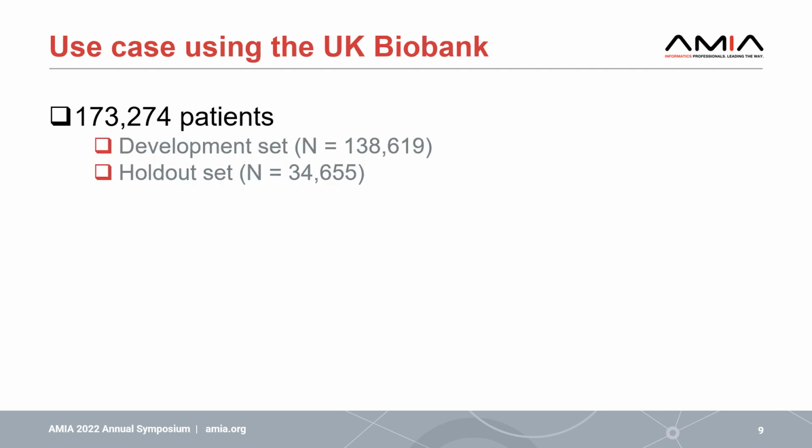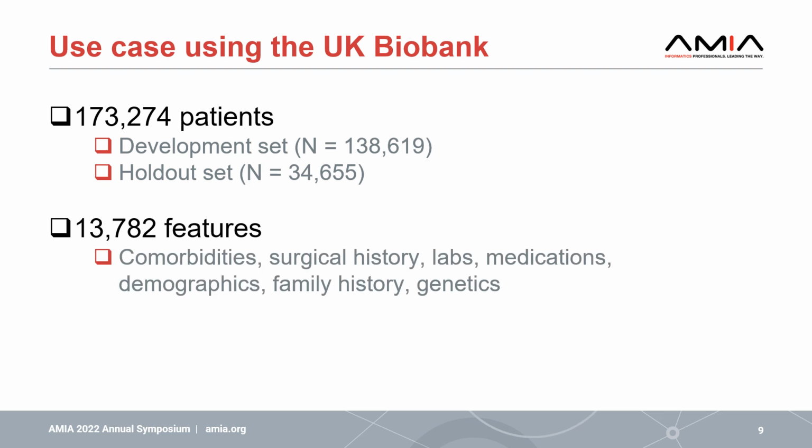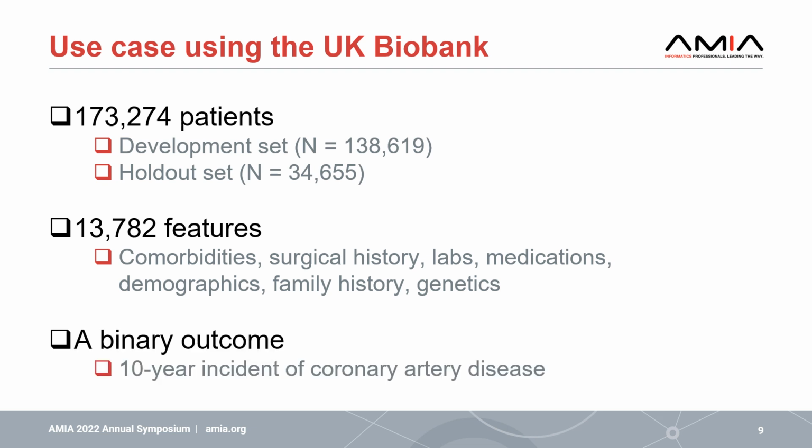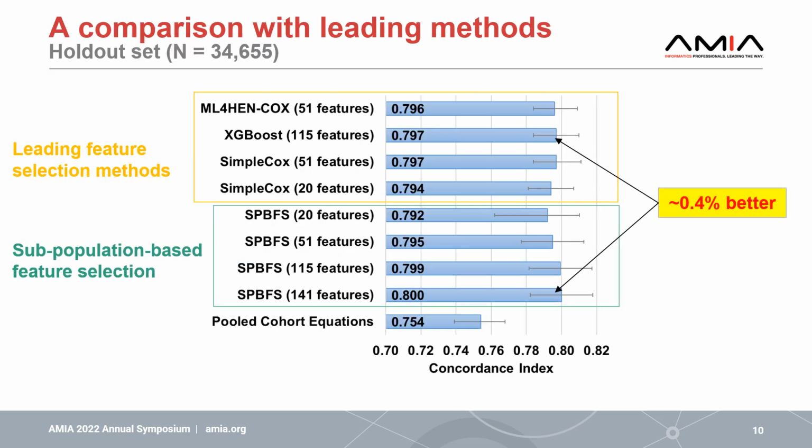0.797. We took the same data frame, 173,000 or so individuals, and the same development and holdout sets that the Broad Institute folks used, which contains a variety of features, anything you can think of, including genetics, and the same binary outcome, 10-year incident coronary artery disease.